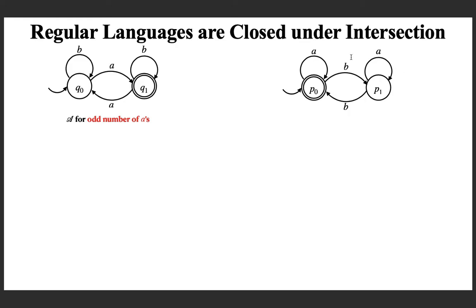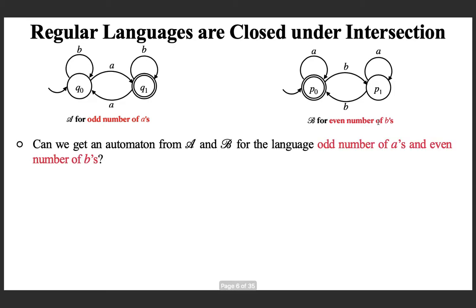So what about the language of the automaton B? It's an even number of B's. So that is the languages for A and B. An odd number of A's is accepted by A, and B accepts something if the string contains an even number of B's. Now an interesting problem here is, can we get an automaton from A and B for the language: odd number of A's and even number of B's? A string should contain an odd number of A's and an even number of B's. Then only the required automaton should accept. So which is basically the intersection of these two languages.